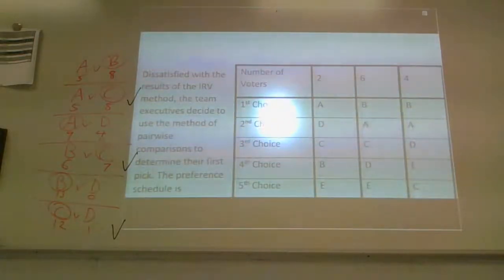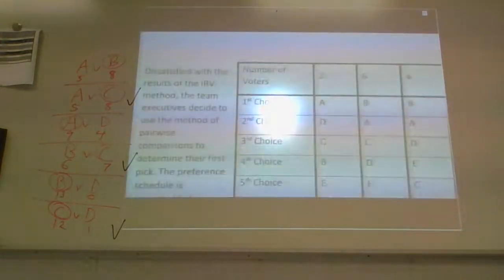Dissatisfied with the results of the instant runoff voting method, the team executives decide to use the method of pairwise comparison to determine their pick, or their first pick, I should say. The preference schedule is reprinted below, right here to the side. Using the method of pairwise comparison, how many points does each candidate receive?